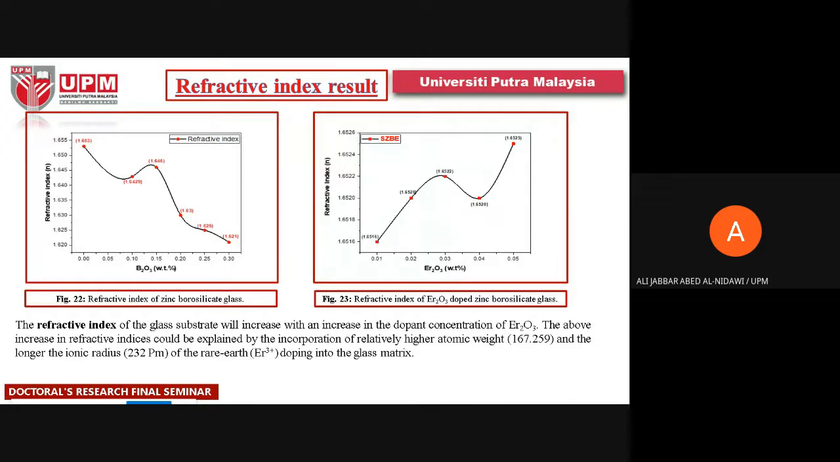The above increase in the refractive index could be explained by the incorporation of the relatively high atomic weight, 167, and the larger ionic radius, 232, of the rare earth erbium doped in the glass matrix, compared with the other elements in the system.